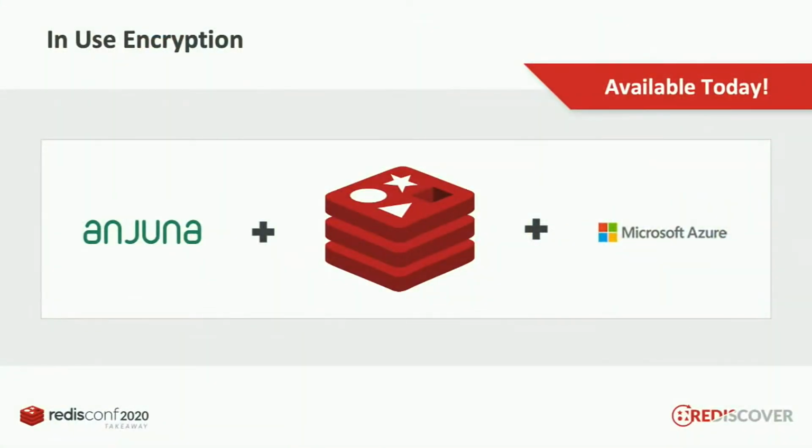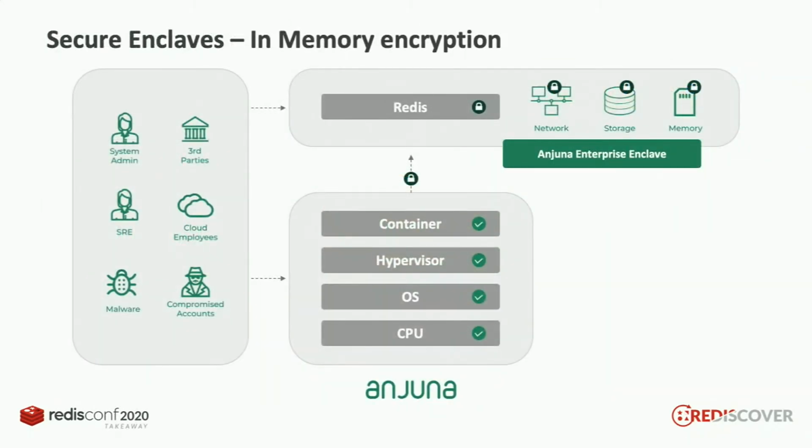So what we're super excited to announce today is a combination of 3 pieces of technology. Secure Enclaves from Anjuna, plus Redis, plus secure Microsoft compute from Azure. These technologies combined allow you to solve this problem in a very interesting and unique way. So let me dive into that a little bit more.